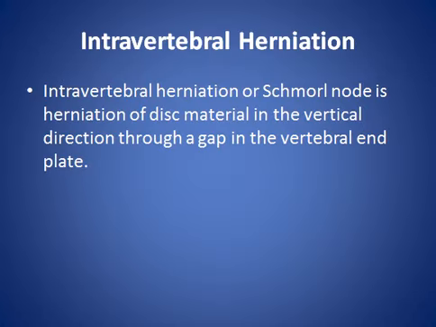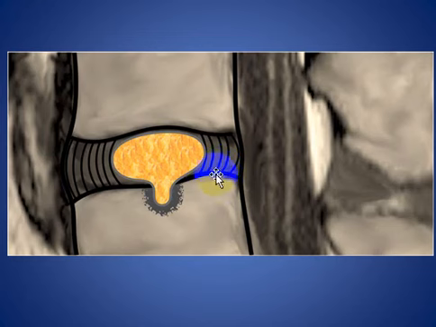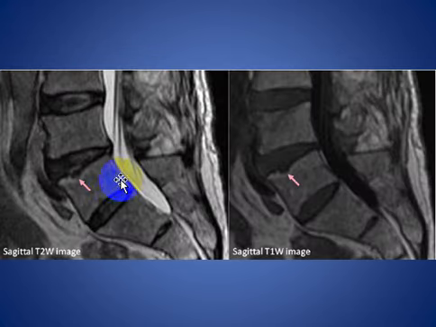Intervertebral disc herniation, or Schmorl node, is herniated disc material in the vertical direction through a gap in the vertebral end plate. As we see here, herniation of disc material through a gap in the plate. Also here. Also in this example, we have T1 and T2, and we see the end plate herniation with Modic type 2.